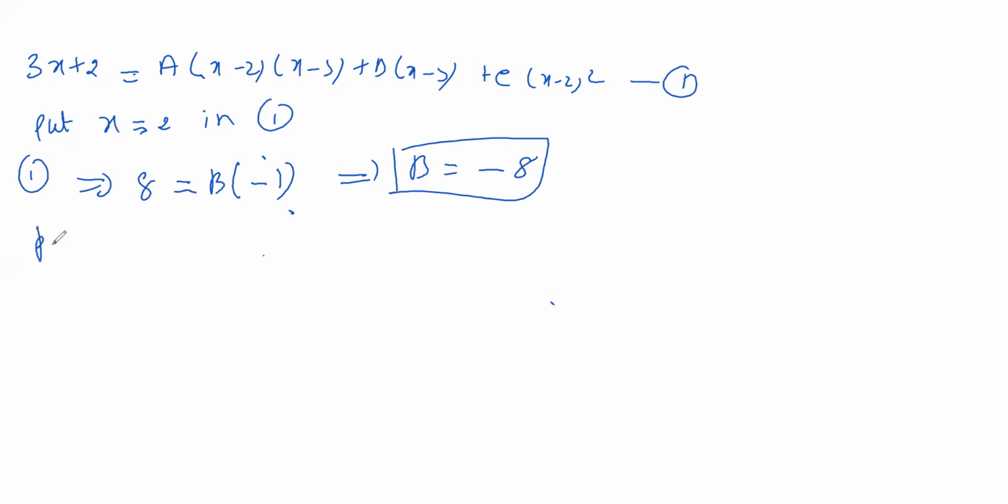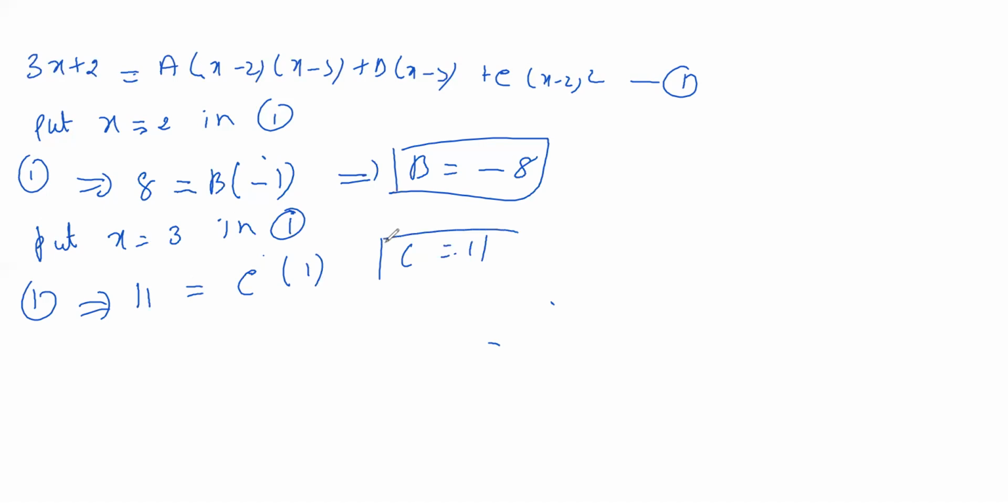Next substitution. x is equal to 3 in 1. So equation 1 becomes, by substituting x is equal to 3, 11 is equal to, on the right hand side, the first term becomes 0, the second term also becomes 0. Then coming to the third term, 3 minus 2 is 1, and 1 square is also 1. So c is equal to 11. We got the values for b and c.